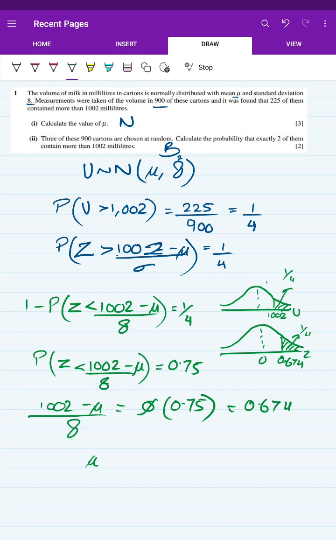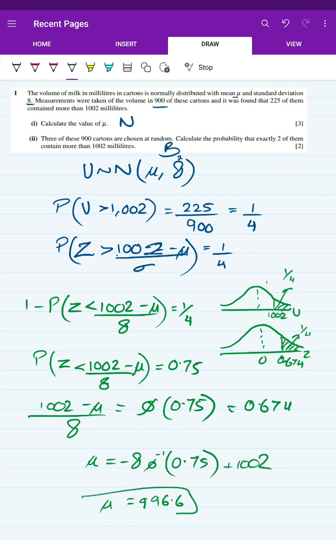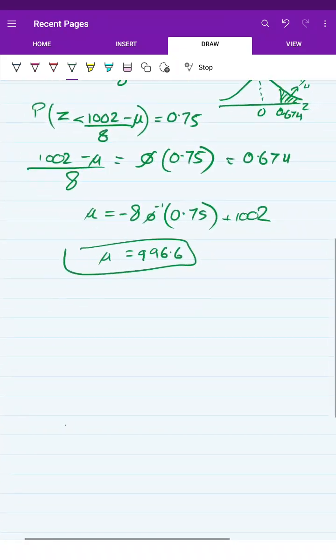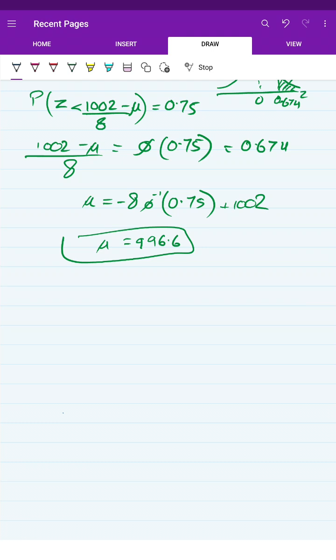Therefore, the mean comes out to be 1002 minus 8 times phi inverse of 0.75, reading the table and subtracting it from 1002, which gives us 996.6 as the mean. So this is the answer to the first part. Now we move to part 2.